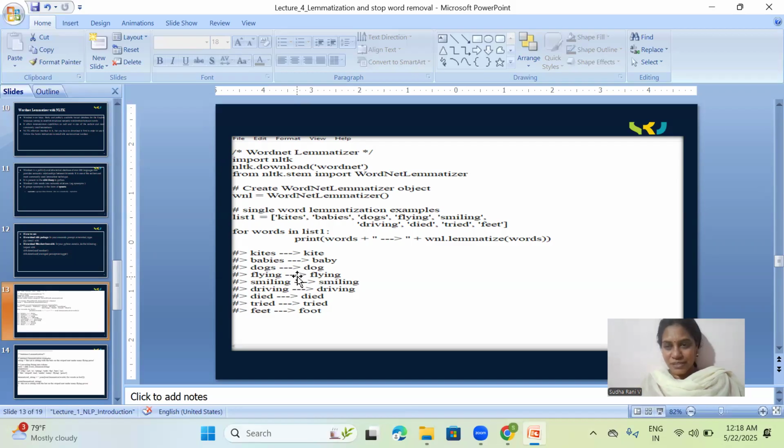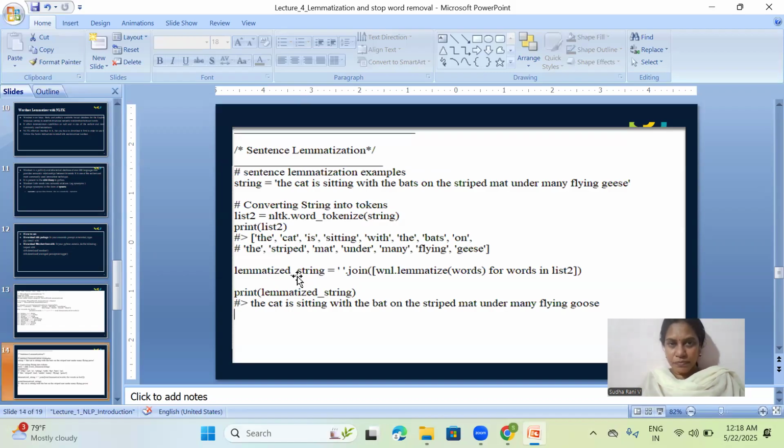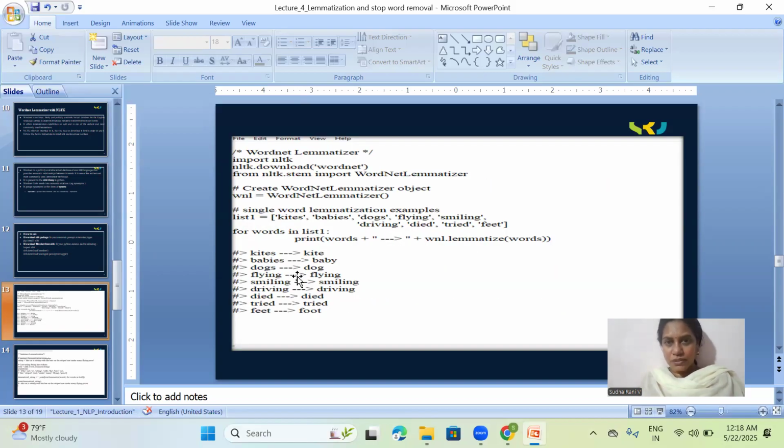Why? Because it has the NLTK toolkit, where it has different methods. These are the single word lemmatizers.